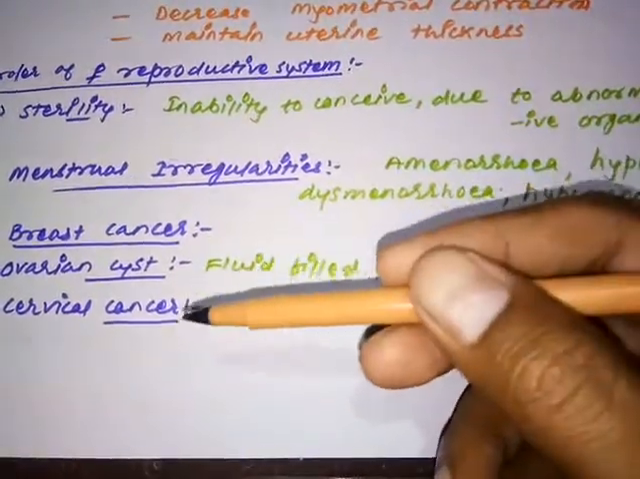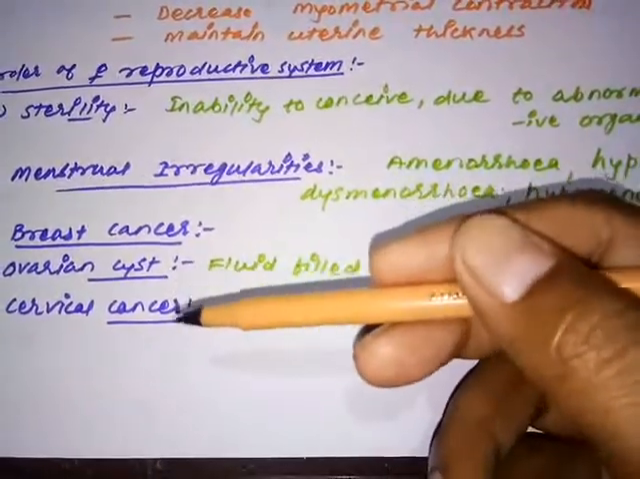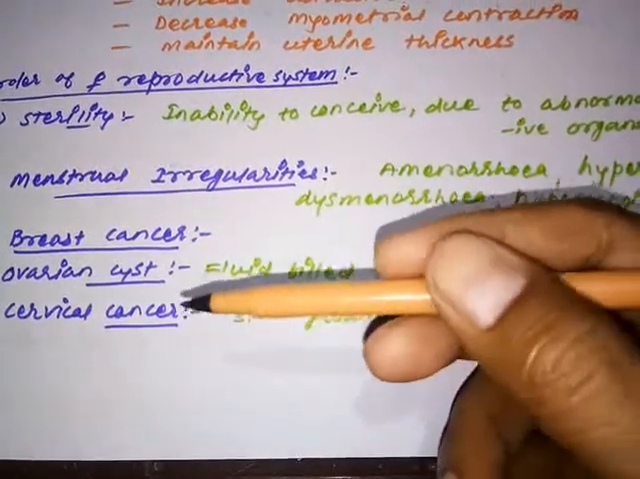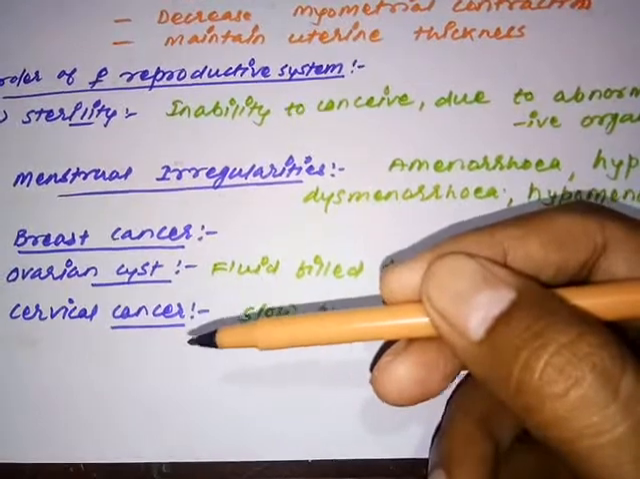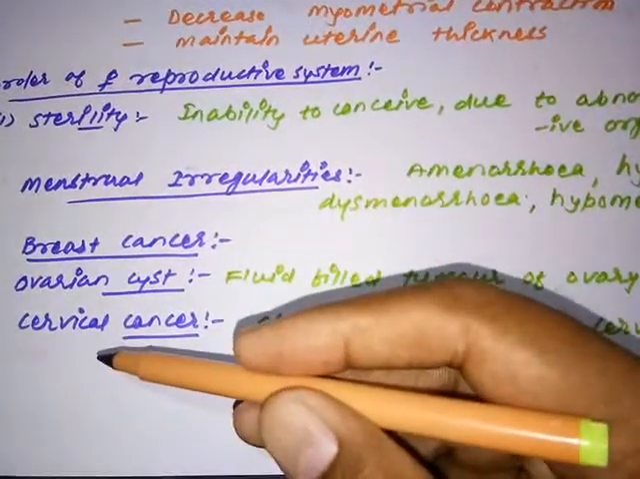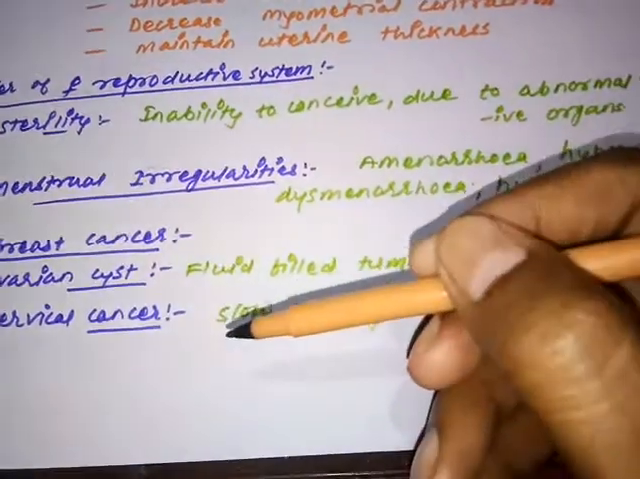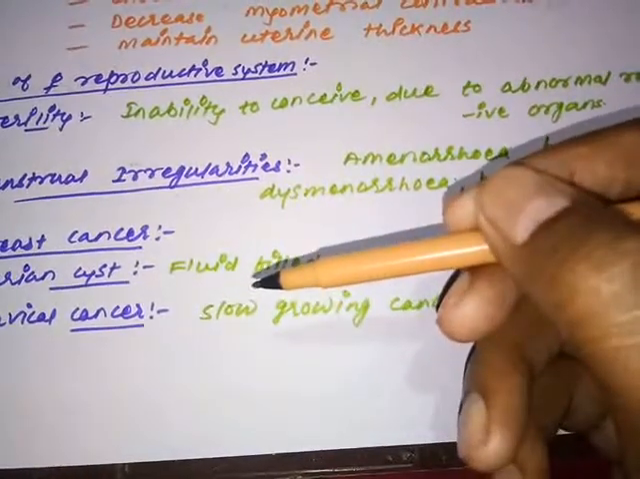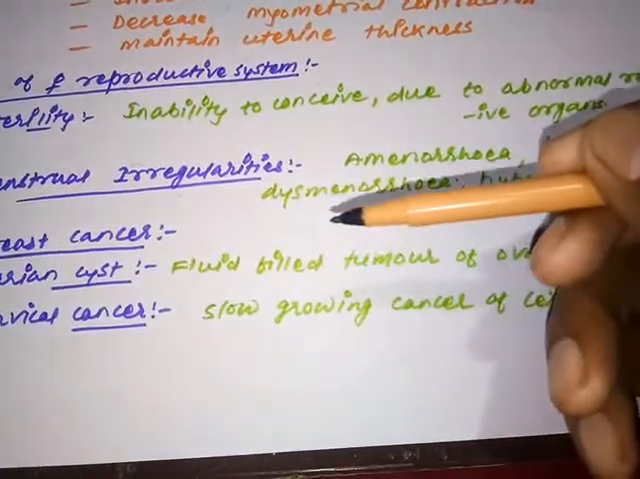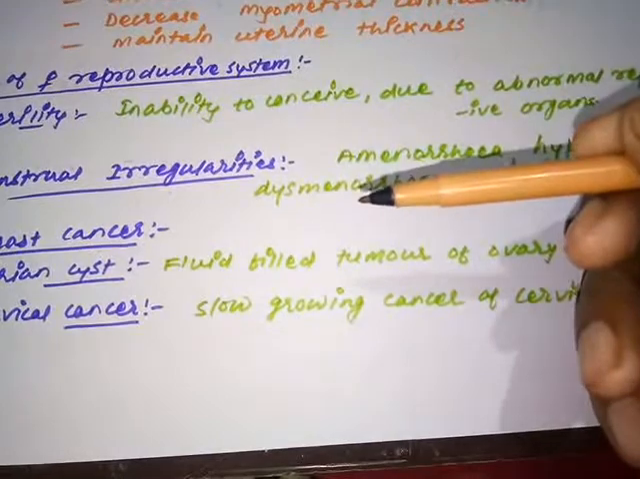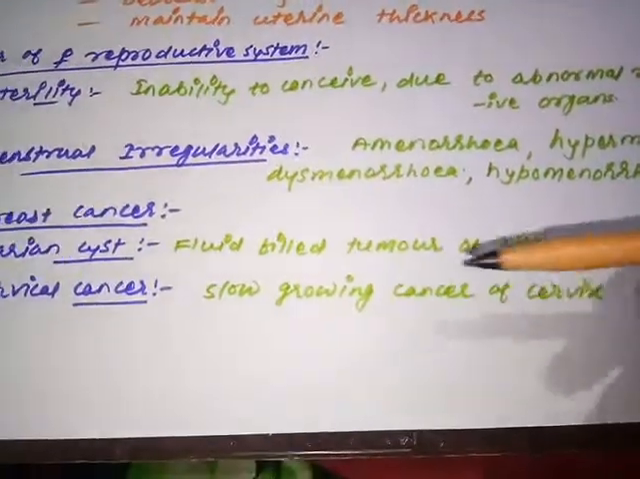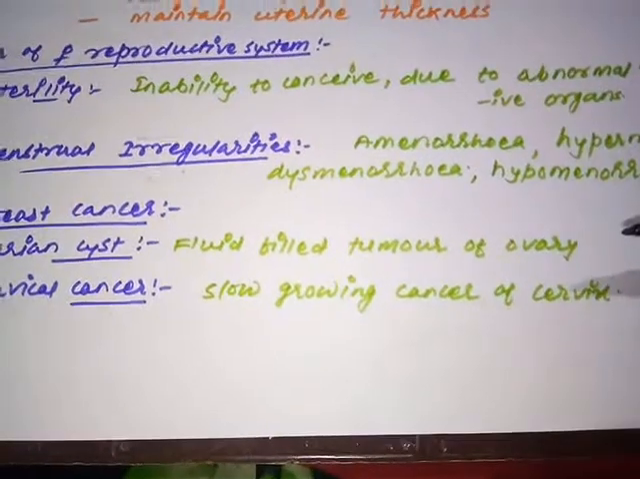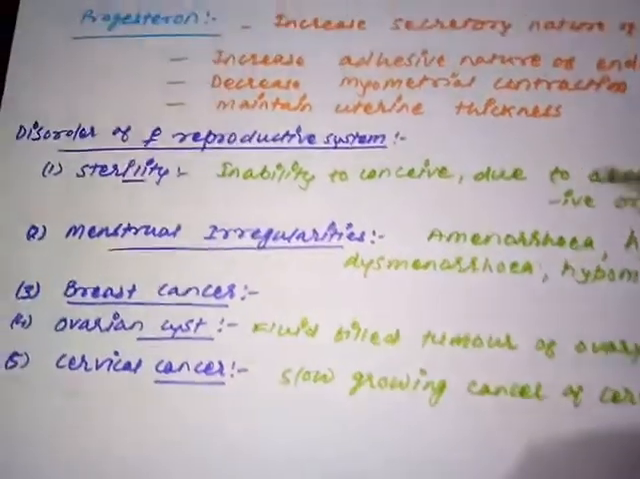Cervical cancer. Once again, cancer means what? Hypertrophy of the cells, the hyperactivity of the cells, the division capacity of the cells increases, and how the cancer occurs in the cervical region. Cervical region, if you remember, the bottommost region of the uterus forms the cervix, and the cervix has a cervical canal. So cervical cancer is the cancer of the cervical canal, a slow growing cancer of the cervix. So everything is, I think, clear to you all.